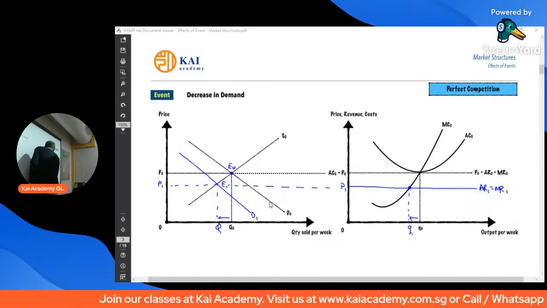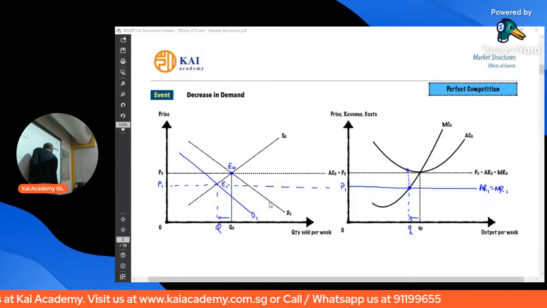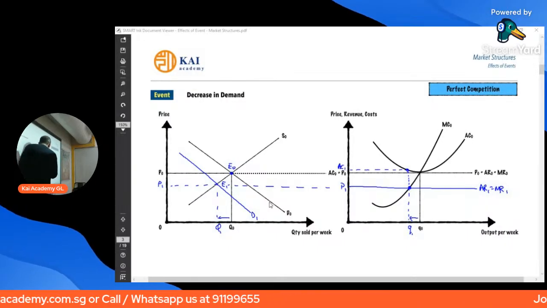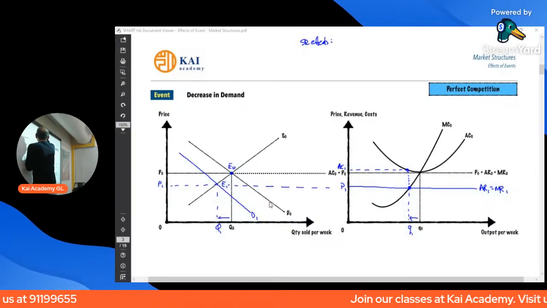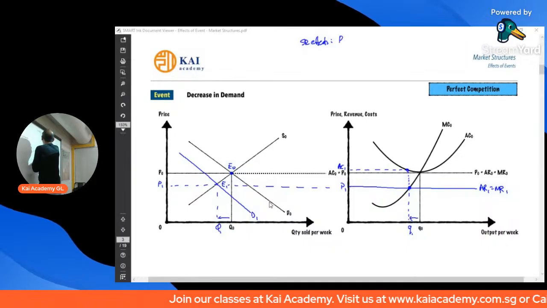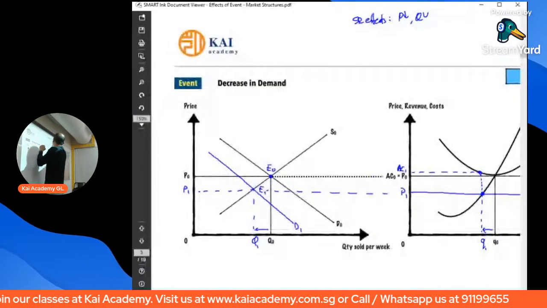So quantity falls. Look at what happened to average cost. Average cost rises above the original AC. So these are the short run effects. P falls. Market quantity falls.